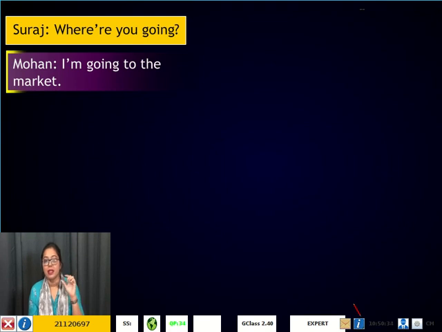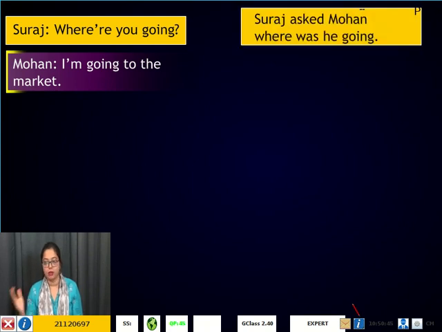Now Mohan's answer is in direct form. The exact words that Mohan said are written here, not converted into any other speech. Now we are converting this sentence into indirect speech. Look at the first sentence on the left-hand side: Suraj, where are you going? On the right-hand side, it is converted into indirect speech: Suraj asked Mohan where he was going.